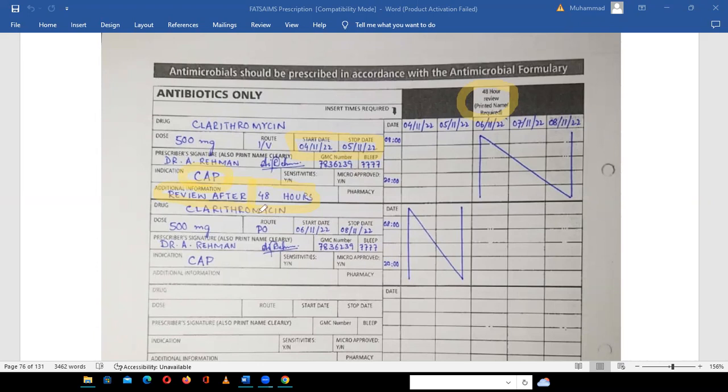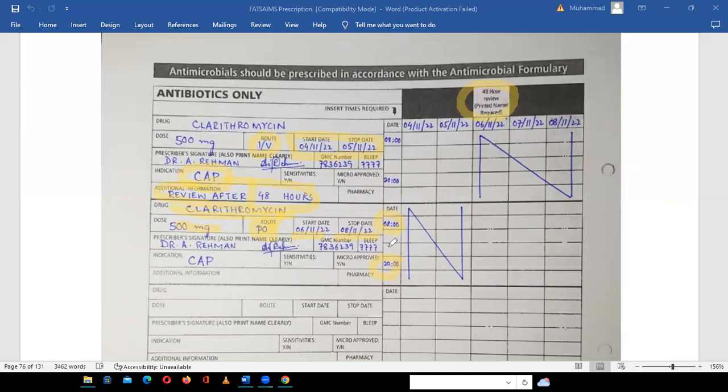Then after that, you have written the same thing, clarithromycin 500 mg per oral. Now the route has just changed. Here it was IV, here it is oral. So you have to give per oral, and pay attention to the start date again: the start date will be 6th of November and the stop date will be 8th of November. And it is again a BD dosing, so 800 hours and 2000 hours.